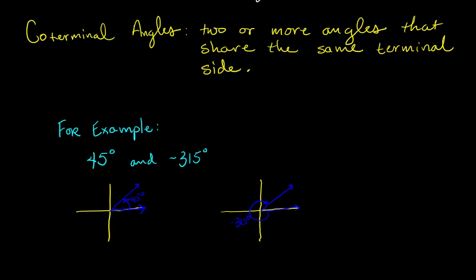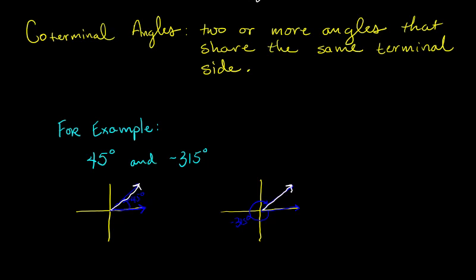So 45 degrees and negative 315 degrees are what we would call coterminal angles, because they share the same terminal side. Once again, notice that this terminal side and this terminal side are in the same spot. And that's all coterminal angles are.